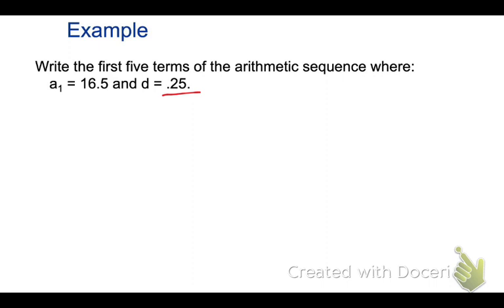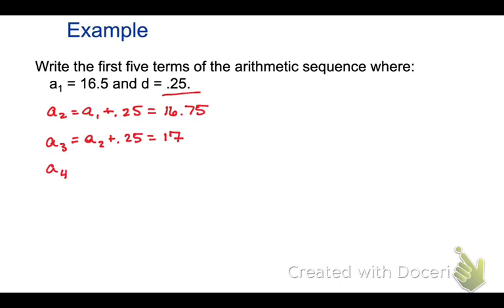Okay, so a sub 1 is 16.5. A sub 2 is a sub 1 plus 0.25. So that'd be 16.75. A sub 3, and I'm writing this a long way out, but I'm doing it for a reason, is a sub 2 plus 0.25. So 17. Tell me if I'm adding wrong. So a sub 4 is a sub 3 plus 0.25. So 17.25. And a sub 5 is a sub 4 plus 0.25, which would be 17.5.